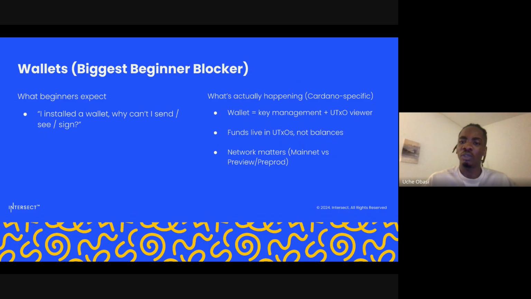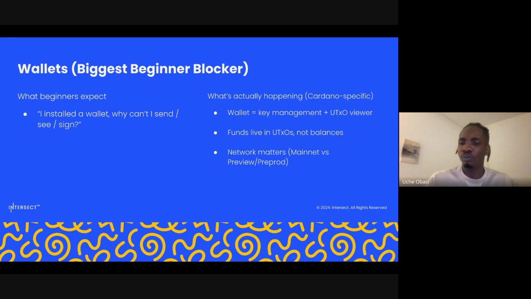you need to understand that a wallet is a composition of key management and UTXO viewer, right? Funds live in UTXOs, not balances. Network matters, right? Mainnet versus preview/prod. So as a dev, you need to understand that it doesn't just end at asking the obvious question, which is, this is wrong, right? I installed the wallet and I can't send. It helps for you to understand that there are different parts, different pieces to this.